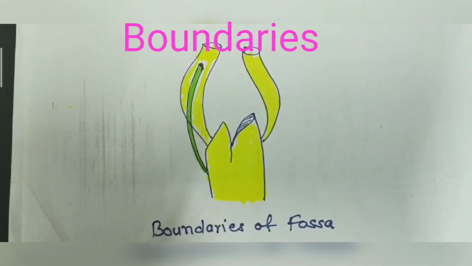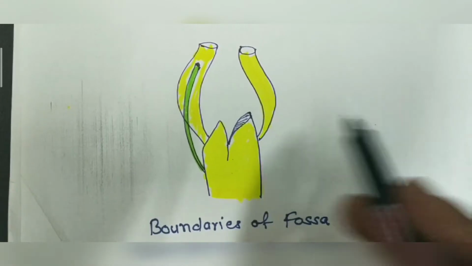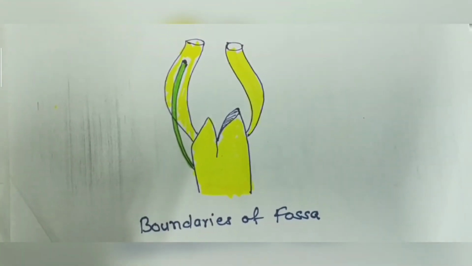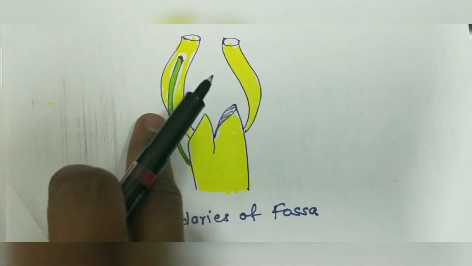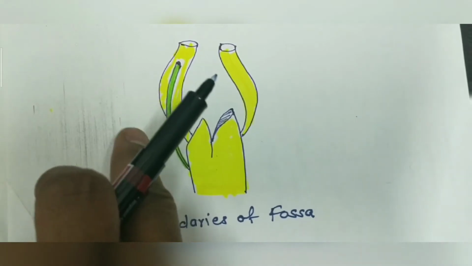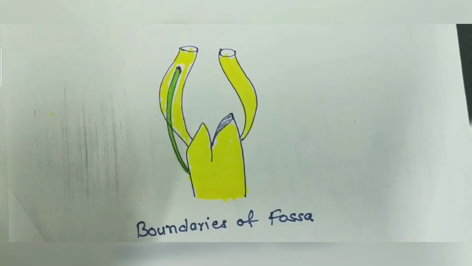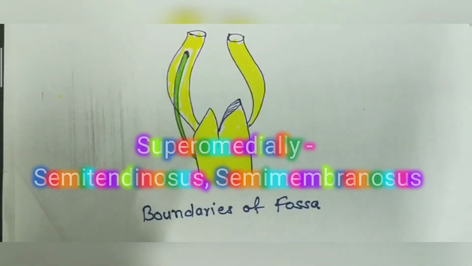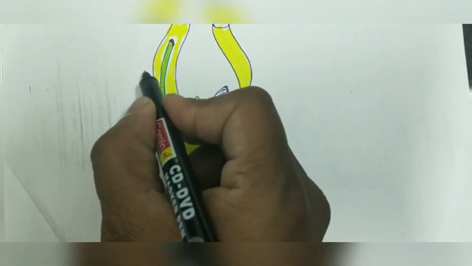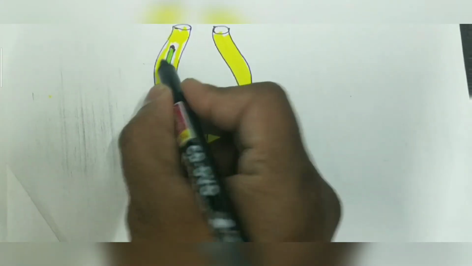The fossa is divided into four parts by a horizontal line and a vertical line, so it has four borders: superolateral border, superomedial border, inferomedial border and inferolateral border. First, the superomedial border. The superomedial border is formed by the semitendinosus and semimembranosus muscles.